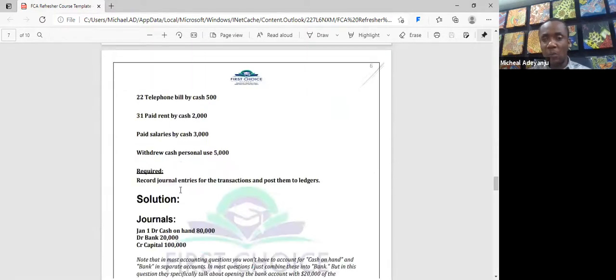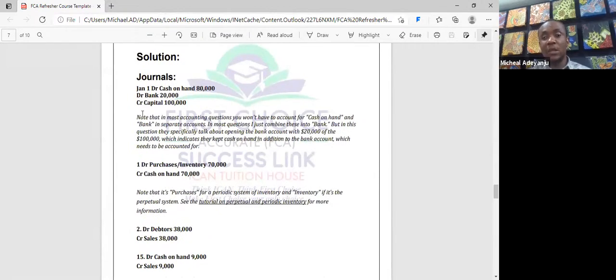So how can we prepare this transaction? See, January 1, we debit our cash on hand, 80,000 naira. We debit our bank, 20,000 naira, and we credit our capital. Another word for capital in this case is equity. You know, capital is the money you use to start up a business. Do you understand? So this is it right here.